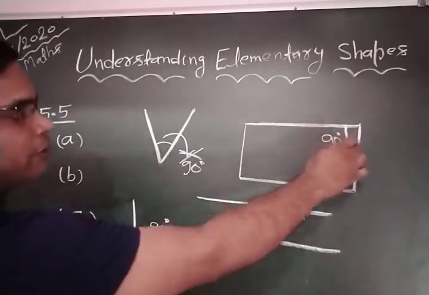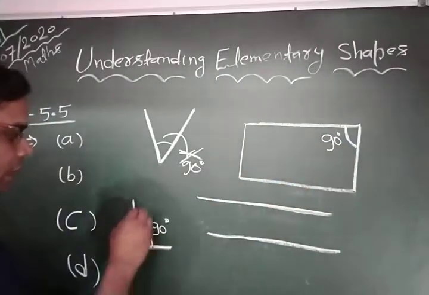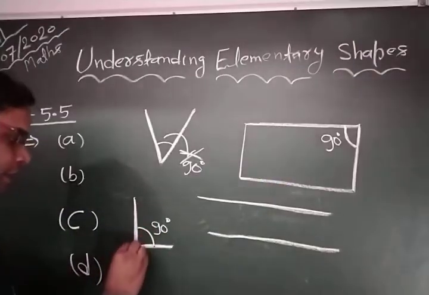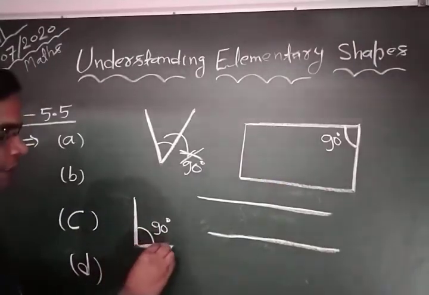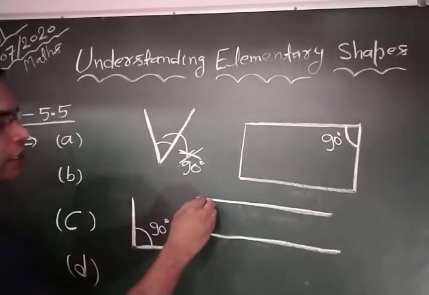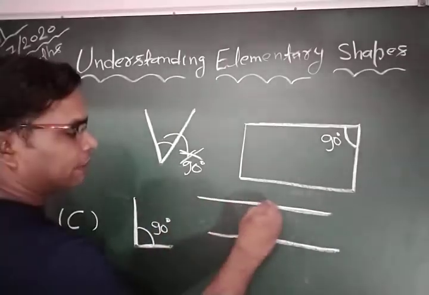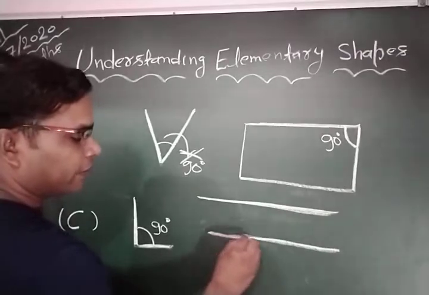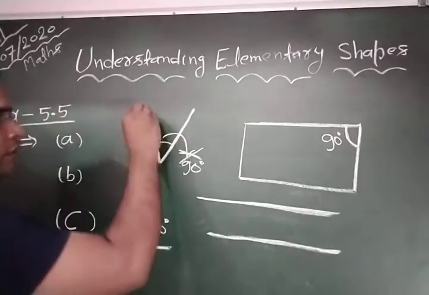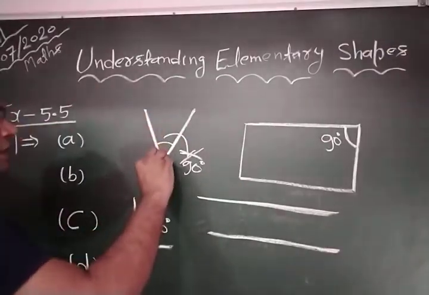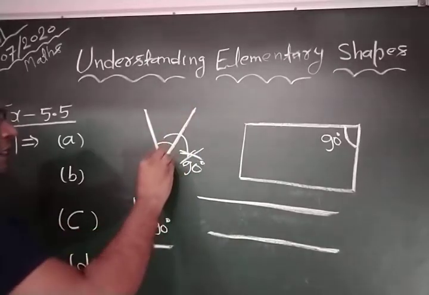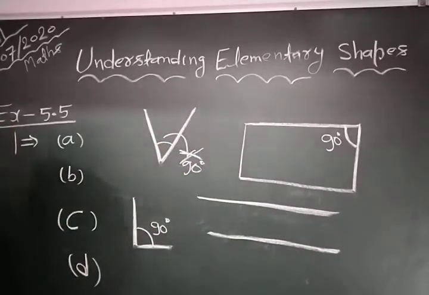Tabletop, the edges of the tabletop are perpendicular to each other. Letter L, the line segments forming letter L are perpendicular to each other. Railway tracks are not perpendicular to each other. And letter V, the two line segments forming letter V are not perpendicular to each other.